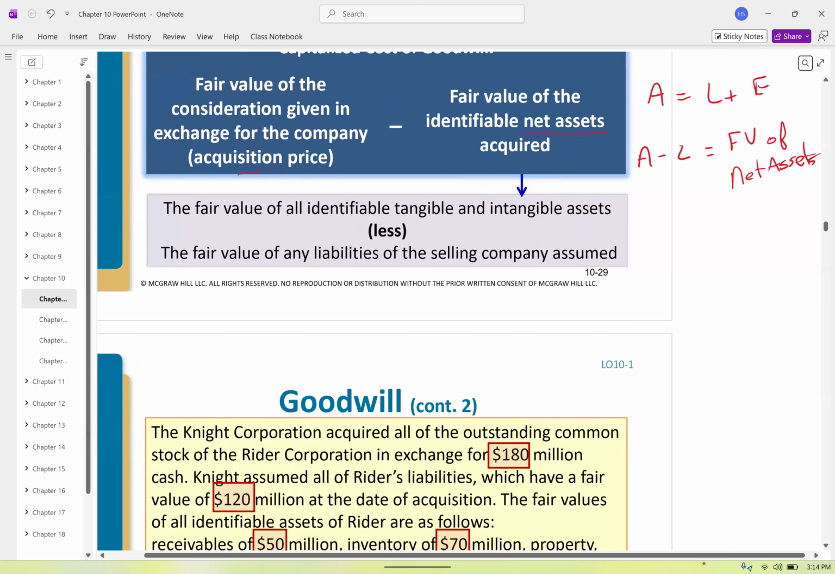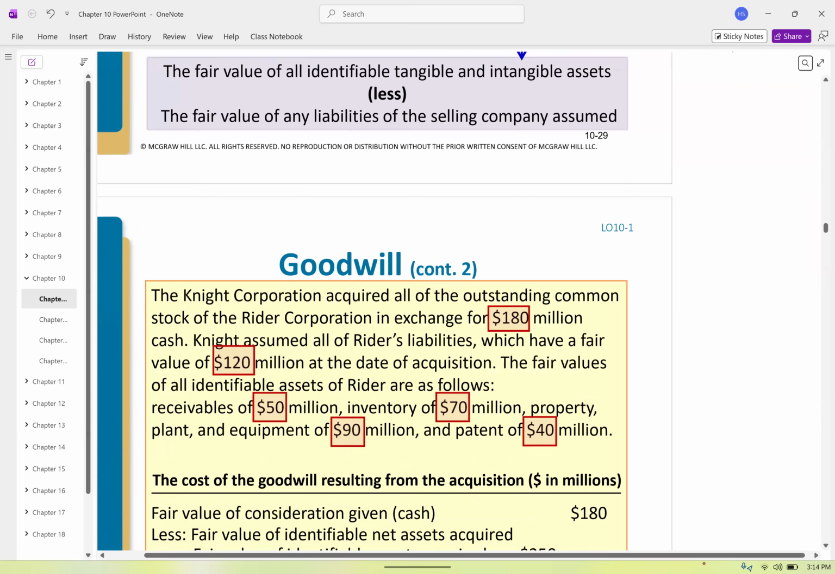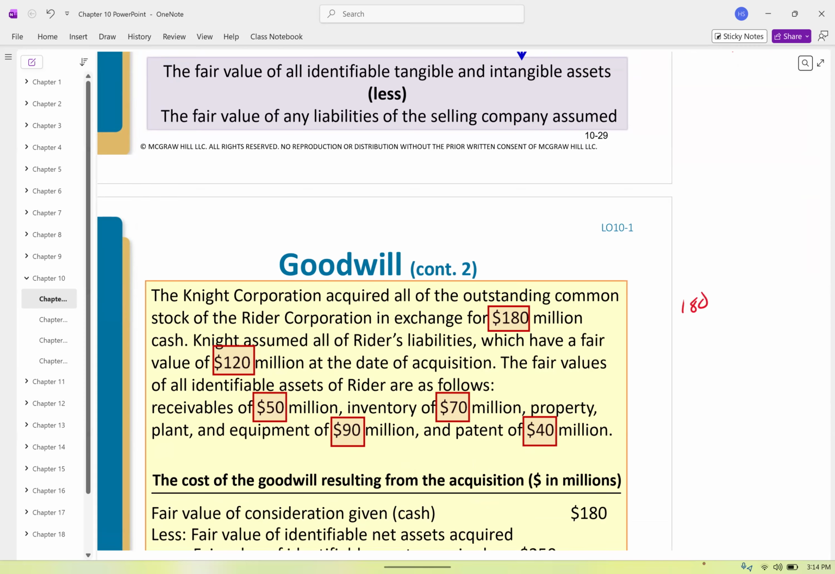Okay, so they give us a problem here. It said the Knight Corporation acquired all of the outstanding common stock of Ryder Corporation in exchange for 180 million. So 180 million, that's our acquisition price. They said they assumed all the liabilities, which had a fair value of 120 million, and the fair value of the identifiable assets of Ryder are as follows. They had receivables of 50, inventory of 70, equipment of 90, and a patent of 40.